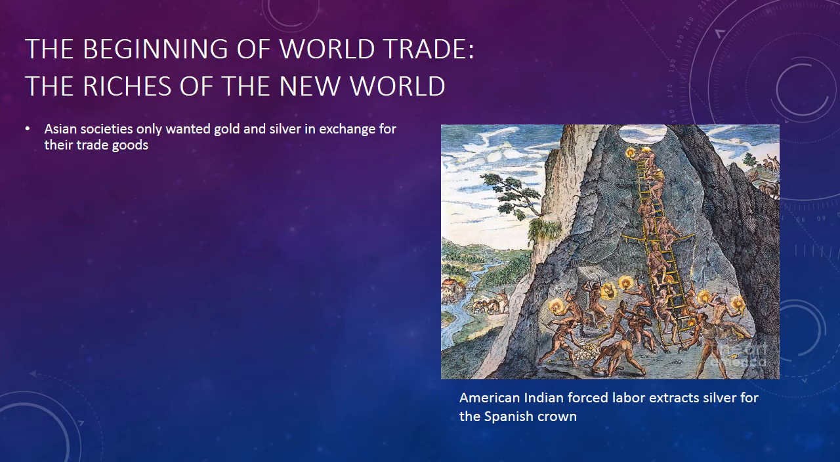But this was not really that big of a deal for a while because Asian societies only wanted gold and silver in exchange for their trade goods. Basically, the Europeans couldn't make anything that the people in India and China actually wanted. That meant that the only thing we had to trade was gold and silver. This at first was impossible to do at any large scale because Europe had very little precious metal. So even though we had the trade routes, we didn't really have anything to trade.